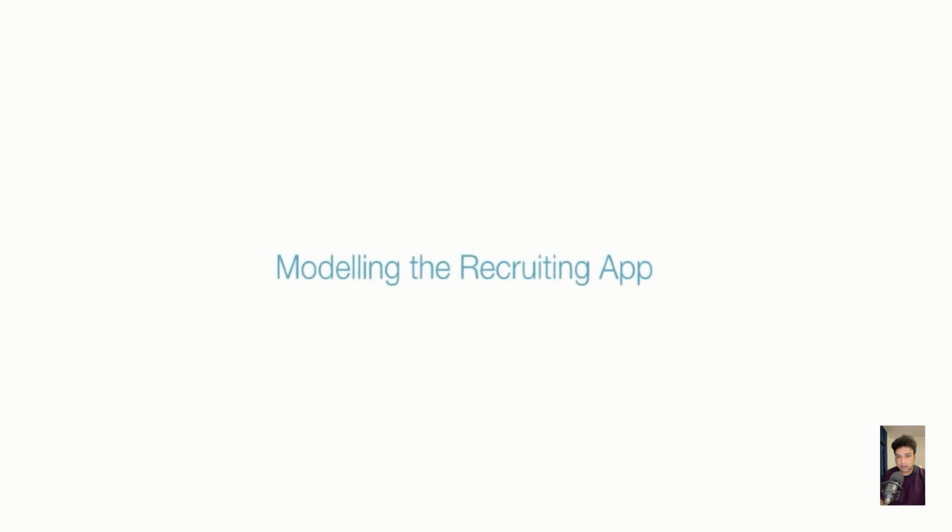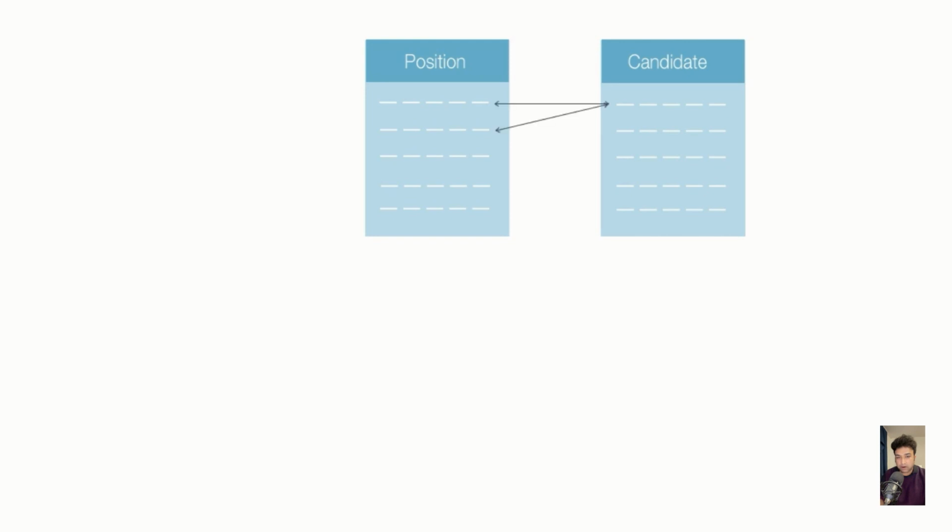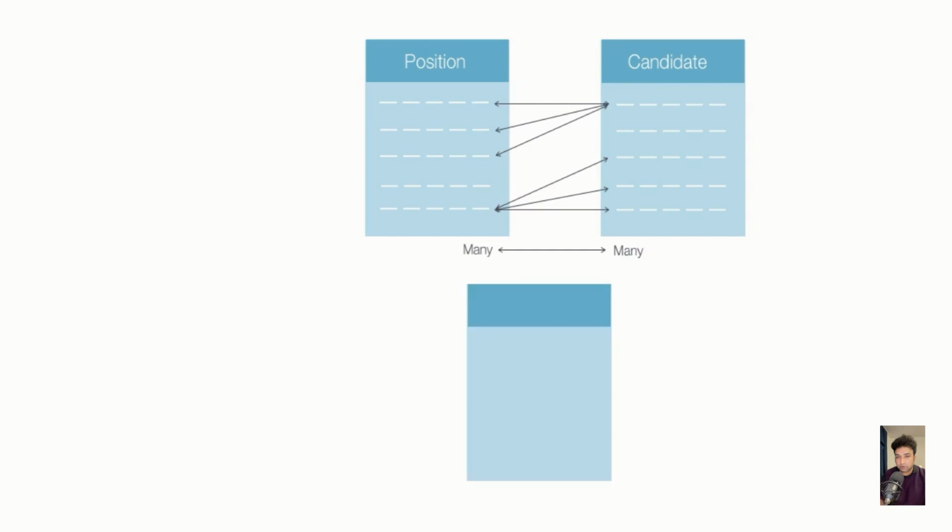Based on this set of high-level requirements we have, I would like to model the application like this. I would like to create an object to store all the positions in the company and another object to store all the candidates that apply for different positions. Now, one candidate can apply for multiple positions, and also multiple candidates can apply for the same position. So there is a many-to-many relationship between these two objects. To model a many-to-many relationship, we need a junction object to keep track of which candidate has applied for which position. And let us call this object, with an appropriate name, job application.